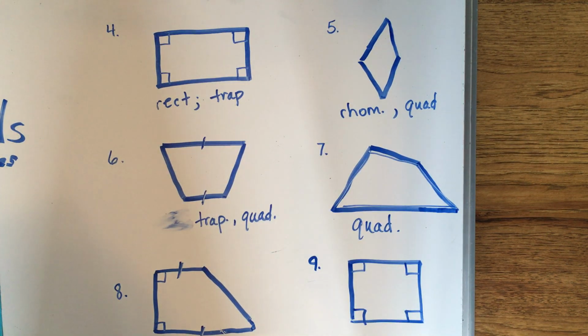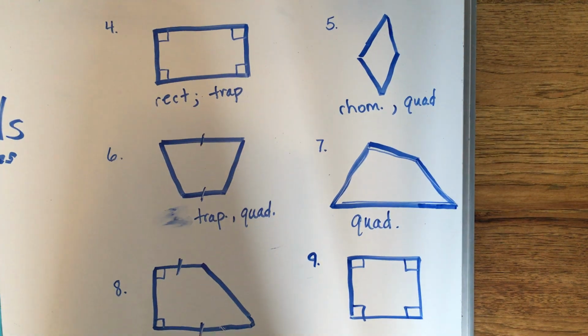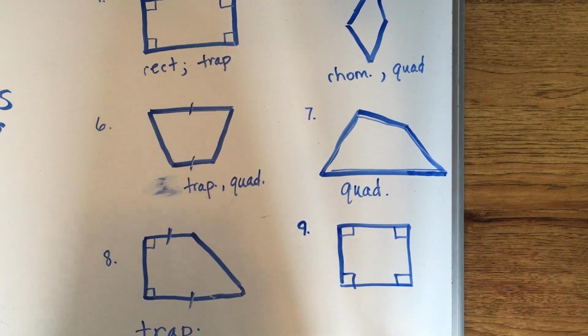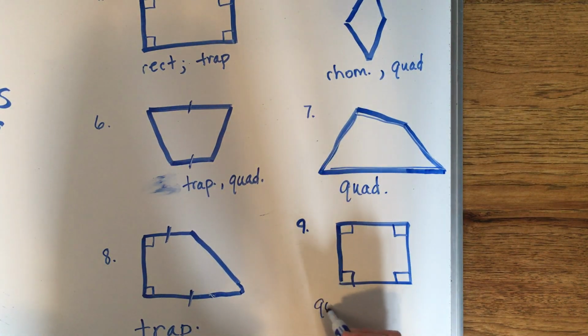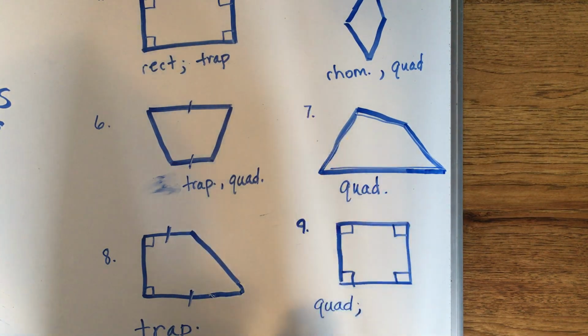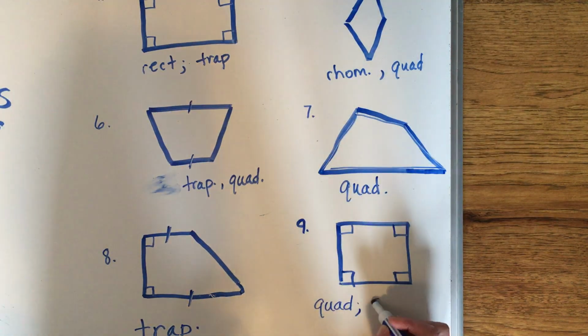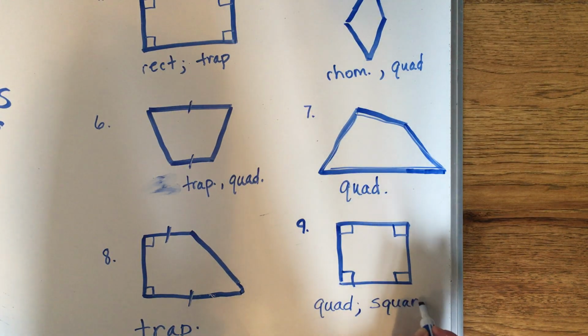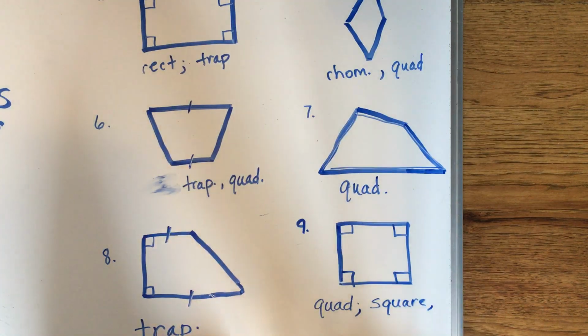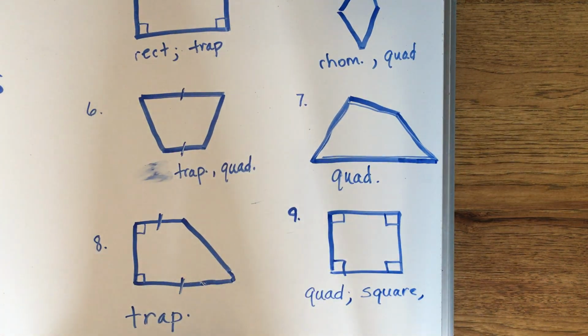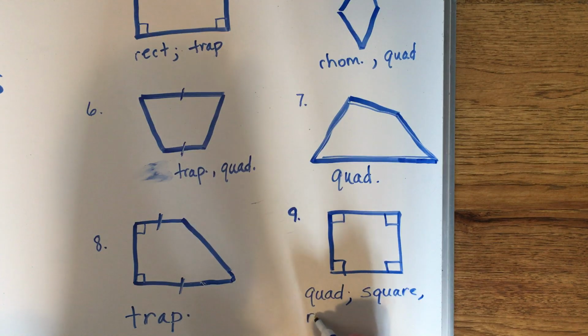All right. Number 9. Is this one a quadrilateral? Yes, it has four sides. So this one's definitely a quadrilateral. All right. Is this one a square? Well, of course, you've known what a square is since you were 2. Okay. Is this one a rectangle? Yes, this one is a rectangle.